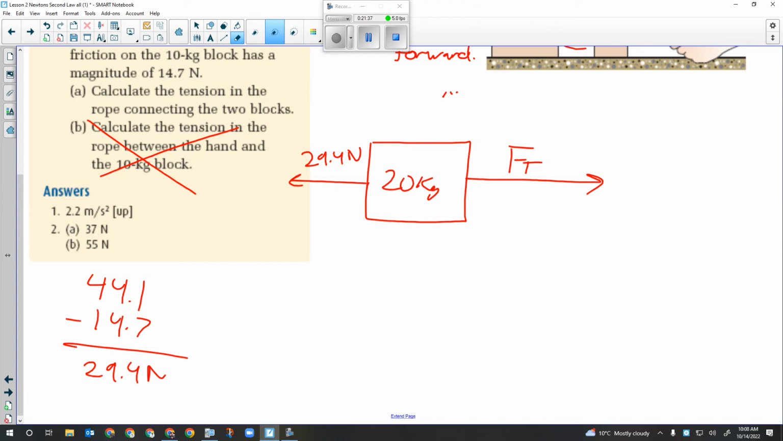Yes. M times A. Okay? I mean, how many times have we said in every question you're going to use both M times A and the vector sum of all forces? You do, basically every single time. So M times A, so that'll be 20 times 0.36, so that should be 7.2. Yep. 7.2 newtons forward.